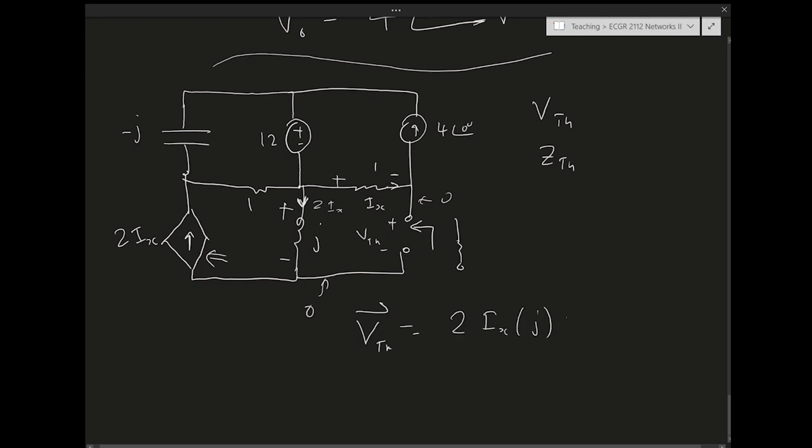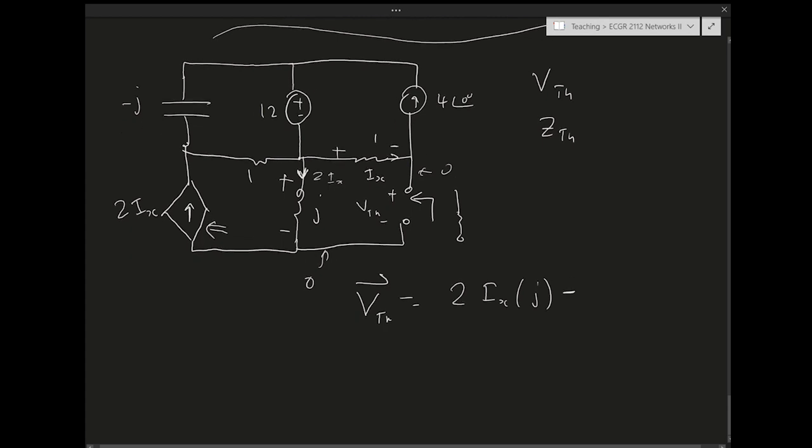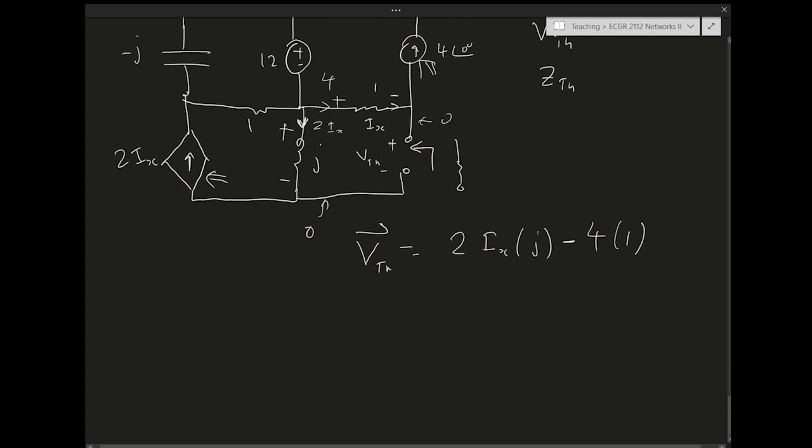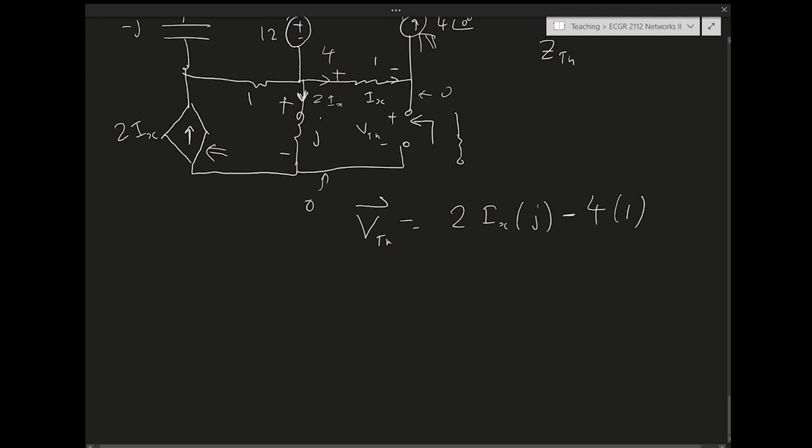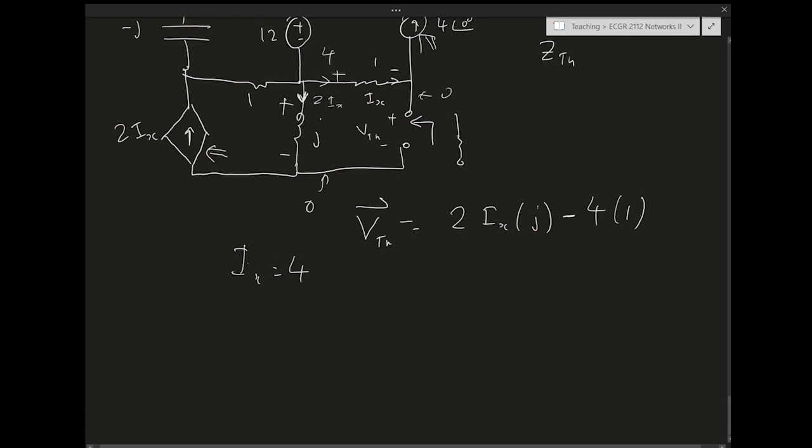So the voltage drop across the inductor is going to be 2Ix J minus the voltage drop across the resistor. What is it going to be? Well, what's the current passing through this resistor? It is 4 amps, right? It's this current. All the current is passing through that resistor, so it's going to be 4 times 1. But we know also Ix is 4, in this case.